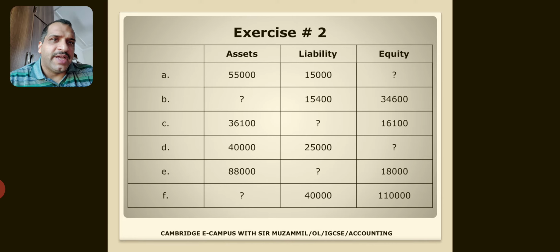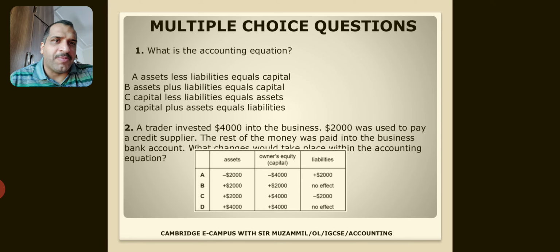Same C part: asset is given, equity is given, liability is missing. So 20,000 would be liability. Same D part: asset is given, liability is given. So 65,000 would be wrong, right? What will you say? Asset minus liability would be equity. Never add it. Same E part: asset is given, equity is given, 88,000 minus 18,000, then 70,000 would be liability. In the last part, liability is given, equity is given, so 150,000 would be asset.